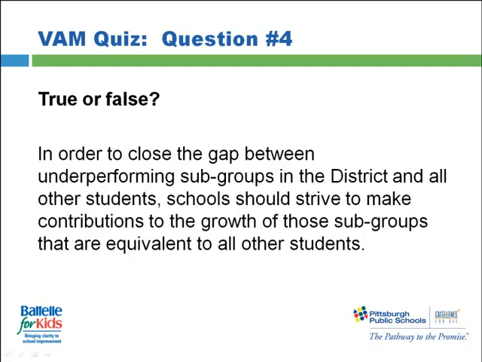Question 4. In order to close the gap between underperforming subgroups in the district and all other students, schools should strive to make contributions to the growth of those subgroups that are equivalent to all other students. Pause now for a few moments to allow participants to share their thoughts. The correct answer is false, because if schools contribute equally to the growth of underperforming subgroups and all students, the gap between the subgroup and all other students will remain exactly the same. In order to eliminate any existing gaps, schools should strive to contribute significantly more to the growth of the underperforming group as compared to all other students.